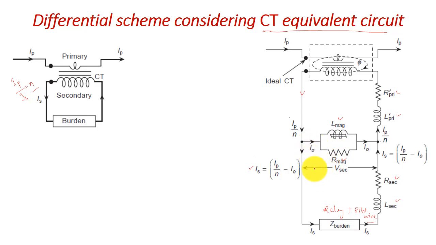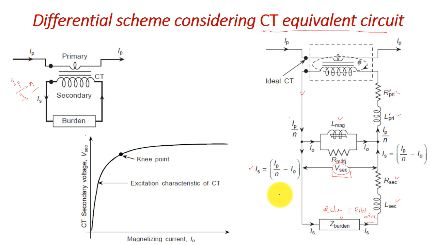And in fact this IO will depend upon this voltage, V secondary, which is across the magnetizing branch, and this V secondary will in fact depend upon the current flowing through the burden, right? So therefore finally your IO also depends upon the burden. Then let us see what happens when V secondary increases, your IO will increase, then your IS will decrease. So let us see then the magnetizing characteristic or magnetizing curve of the CT core, right?